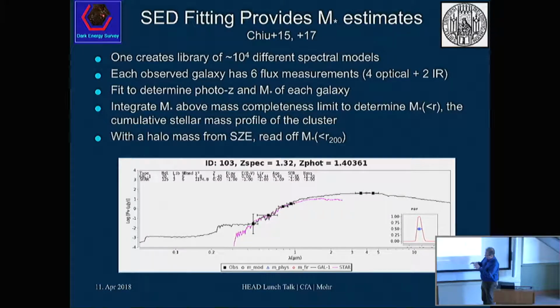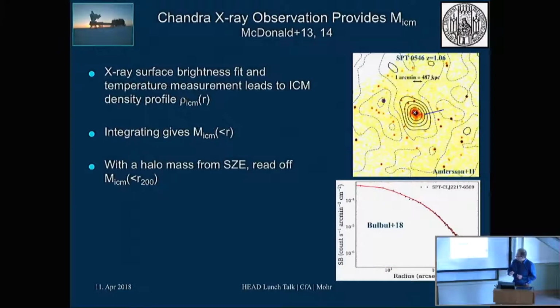We look at the profile of the projected stellar mass. Well, actually, we deproject it, so we have the profile of stellar mass as a function of radius. And then using the halo mass from the SZ that we've just talked about, we can get the R200, the sort of virial radius of the cluster, and we can simply read off what the stellar mass is at that radius.